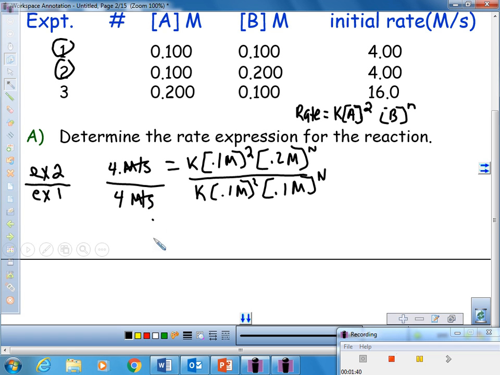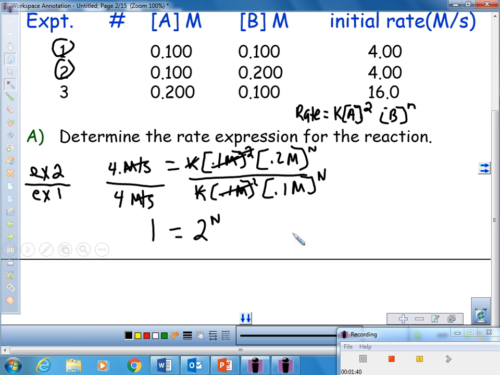So hopefully you'll see those will cancel. 4 divided by 4 is 1. Your K's will cancel, your molarities will cancel, and your 0.1s will cancel. They'll all go away on us. And now we've got 0.2 raised to the n power over 0.1, which is 2 raised to the n power.